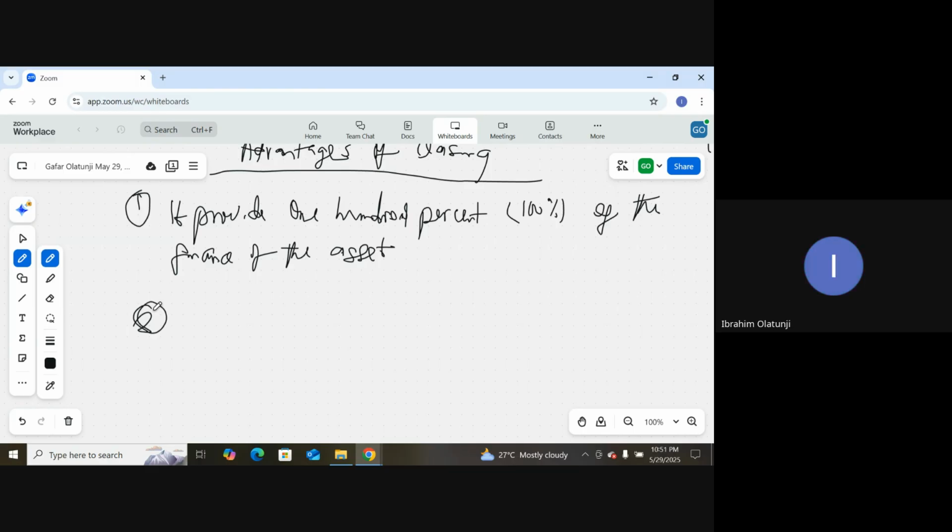I said leasing provides 100% of the finance of the assets. And I said with bank loans or other sources of credit might only provide part of the asset cost. But with leasing, a company may preserve liquidity. A company may what? Preserve liquidity.